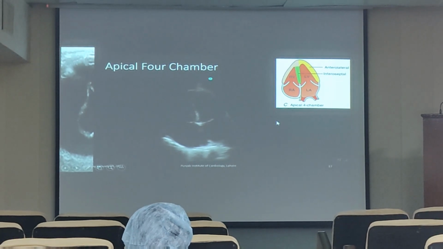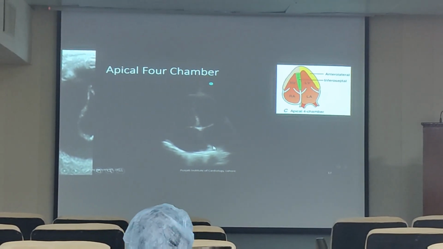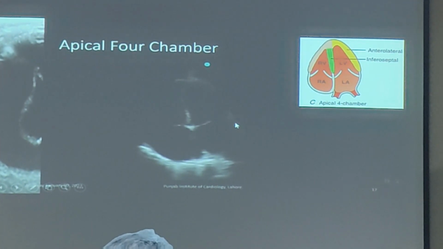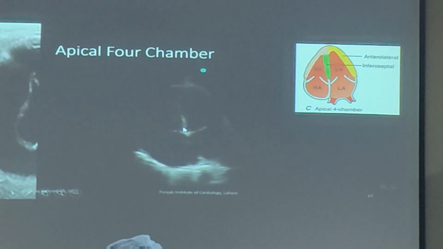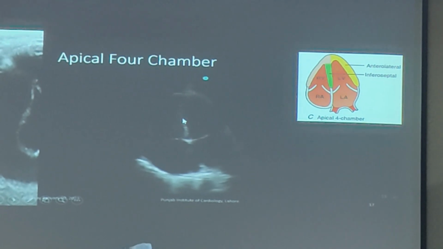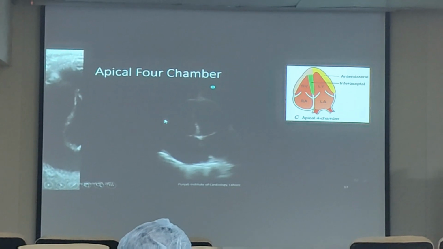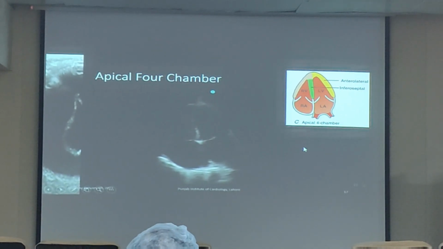This is the apical four-chamber view, just to make you familiar with which wall is which. This is the anterior lateral wall, which is supplied by the circumflex artery. This is the septum, which will be supplied by the RCA. Here it is supplied by the RCA and LAD, and there it will be supplied by the LAD. And this entire portion will be supplied by the RCA.